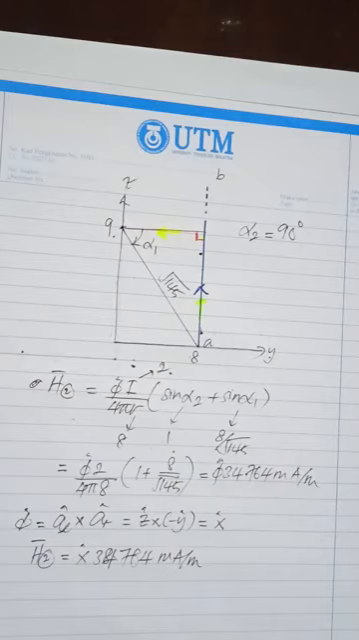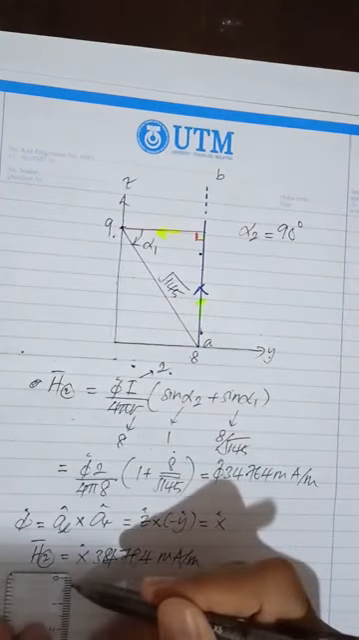Okay, so now let's proceed to the second part, or the last part. We are going to find the H field due to the third current, or third line current. If you draw the diagram, you can see from here.